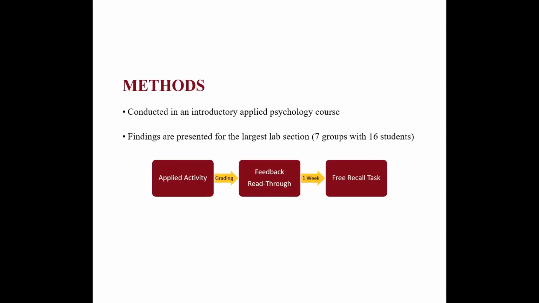The present study is a preliminary investigation of our data, where we examine the findings from the largest laboratory section of the class. Participants were 16 students from across 7 groups in the lab. First, students completed an applied activity on the human body's response to stress. All assignments were graded by teaching assistants before the following lab session. At the beginning of that lab meeting, students were given 10 minutes to individually read through their feedback. One week after the feedback read-through, all students were given a surprise free-recall task where they were asked to remember as much of their feedback as possible.